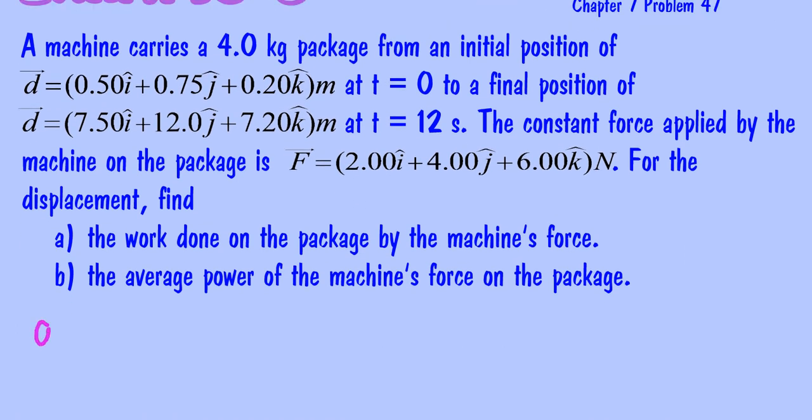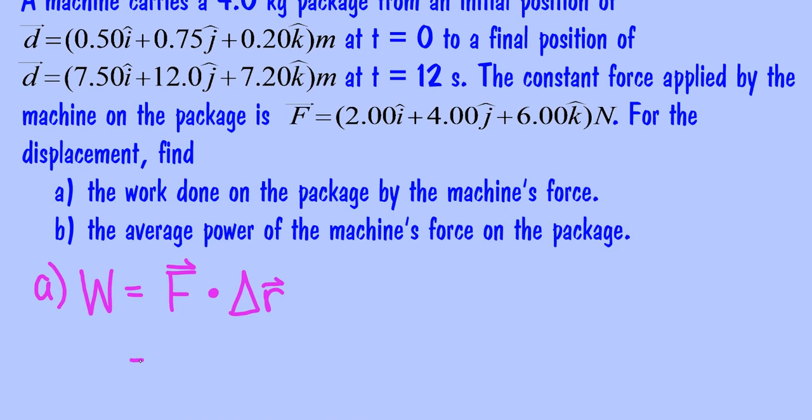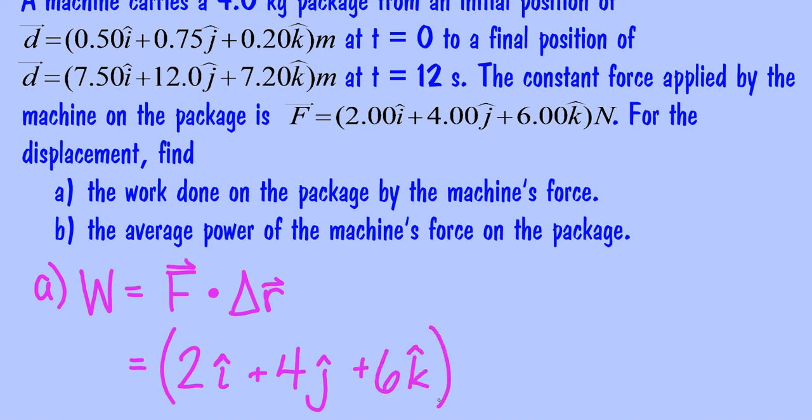So for starters, since we're given things in unit vector notation, I'm going to calculate this. And again, also because it's a constant force, I can write work as F dot delta r. I'm using delta r here rather than delta x since we do have a three-dimensional displacement here. Let's write out what those two vectors are equal to. The force is 2 i hat plus 4 j hat plus 6 k hat.